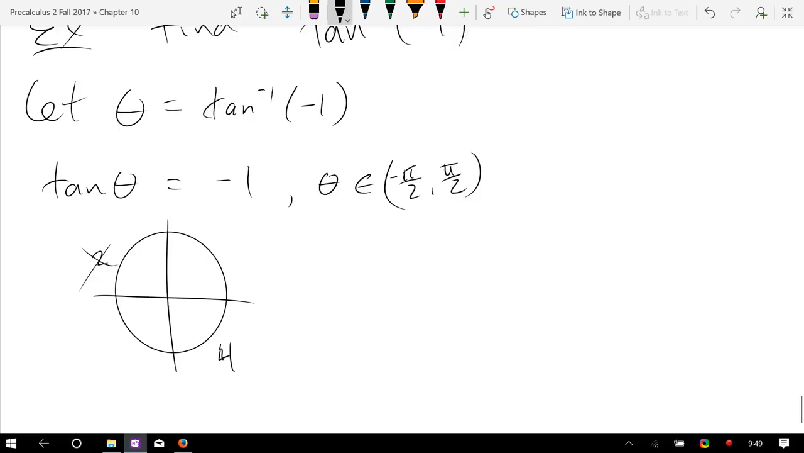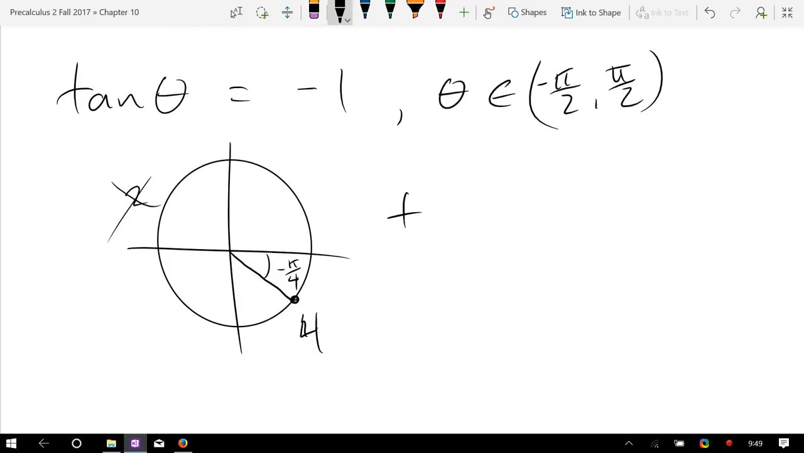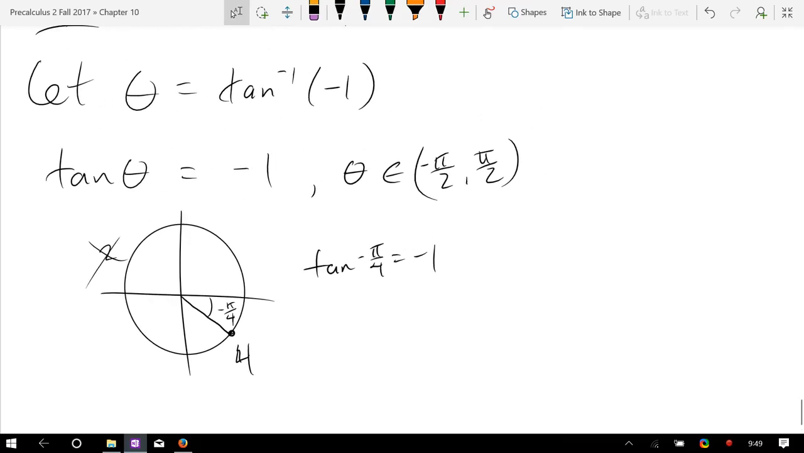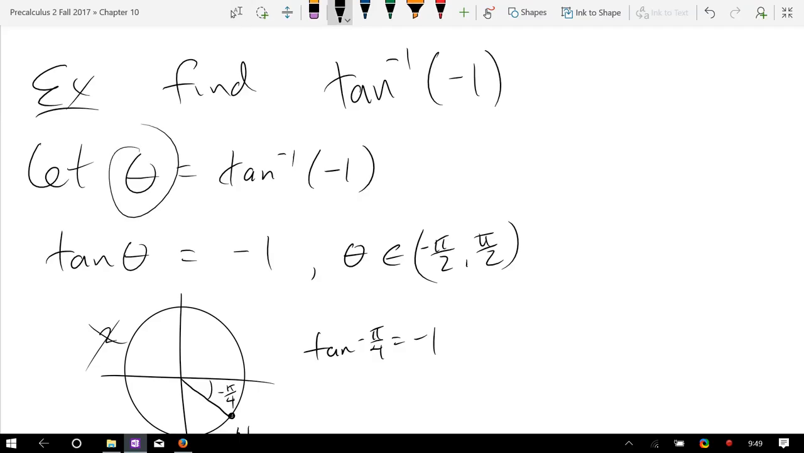What angle in quadrant 4, what angle theta has a tangent value of negative 1? Negative pi over 4. So this just comes from knowing your values of your unit circle. So tan negative pi over 4 equals negative 1. And that is the theta that we are looking for up here. So we just figured out this theta, which is negative pi over 4.